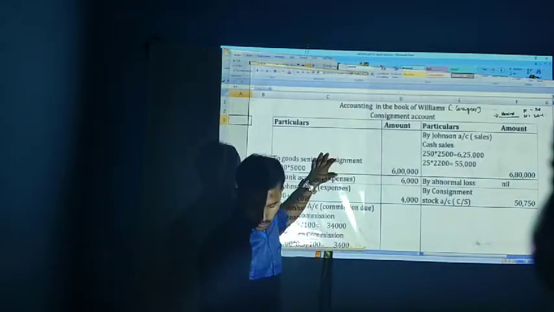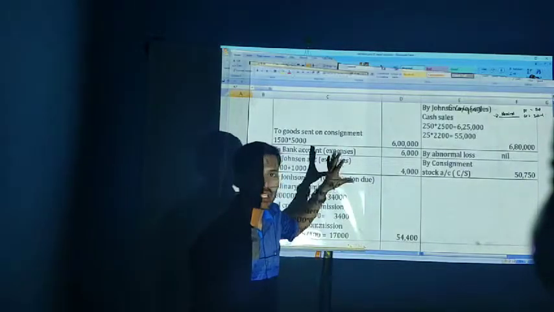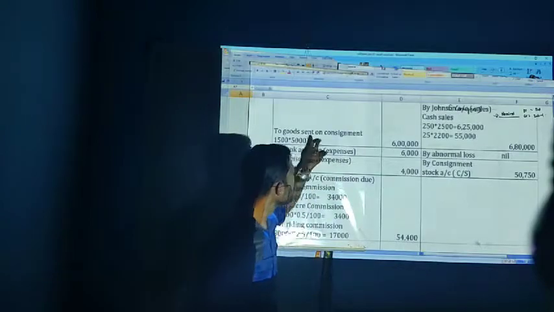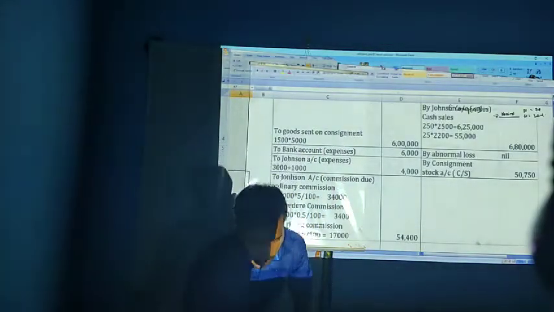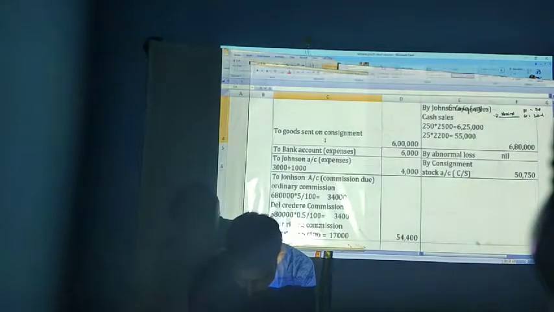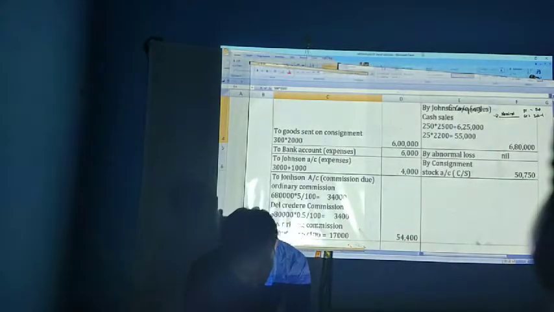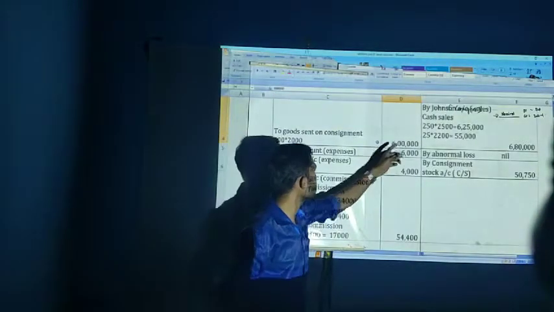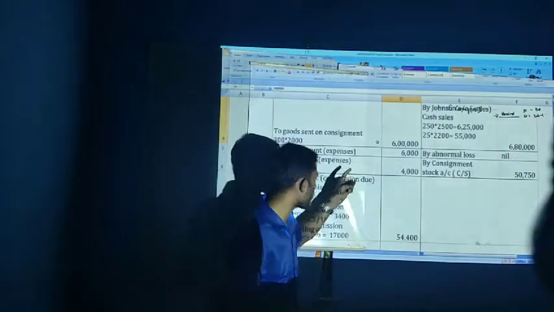First one is, if any opening stock, that is a consignment stock account is there, we have to take it, but here there is no opening stock, so we go directly to goods sent on consignment. How much? That is 300 chests at rupees 2,000 each. That will be 6 lakh rupees. Then there are expenses met by the consignor, that is non-recurring expenses.